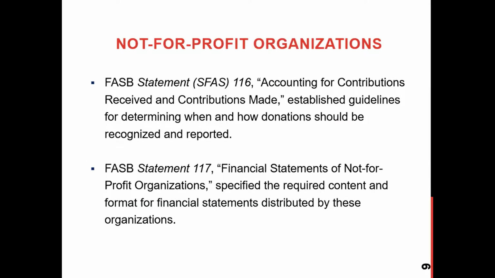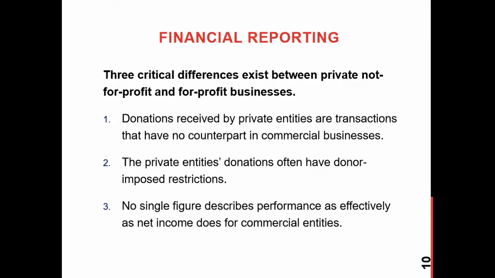These are some examples of FASB standards. For example, FASB Statement 116, accounting for contributions received and contributions made, established the guidelines for determining when and how donations should be recognized and reported. On the other hand, another FASB statement is FAS 117. It specified the required content and format for financial statements distributed by these organizations.